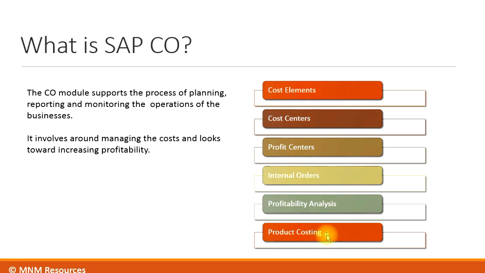Product costing deals with analyzing the cost to produce your items. So this will help you to manage the cost of your production. By minimizing the cost or optimizing the efficiency of the processes, you can analyze the cost, put a plan value, put a budgeting value, and see how much your variation is between the costs. Overall, the CO module deals with managing the costs and increasing your profitability, and all these components aid that process.